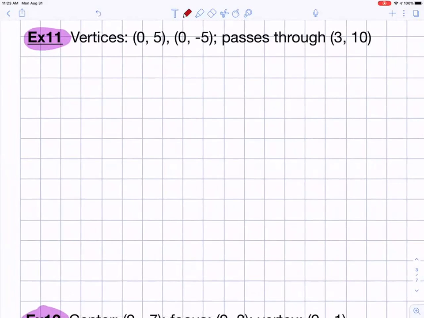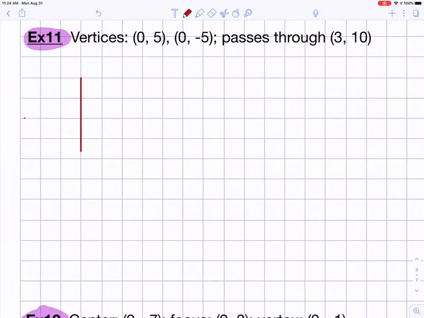So we haven't ever done one of these in the hyperbolas, but we've done one of these in every other conic section that we've studied so far. So how would you begin? What would you do?